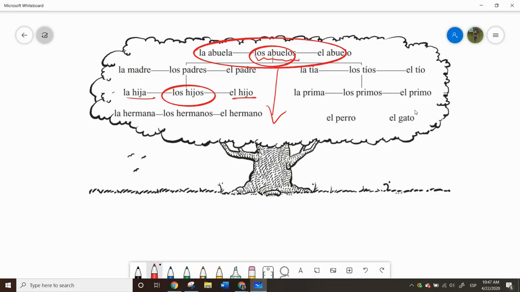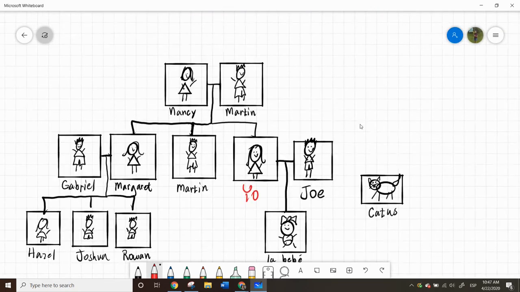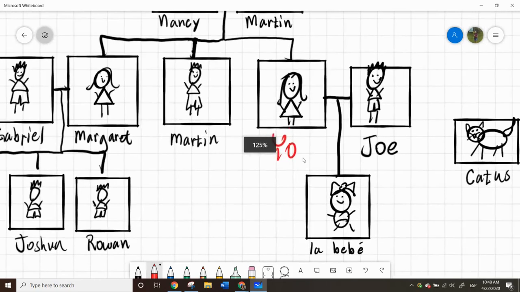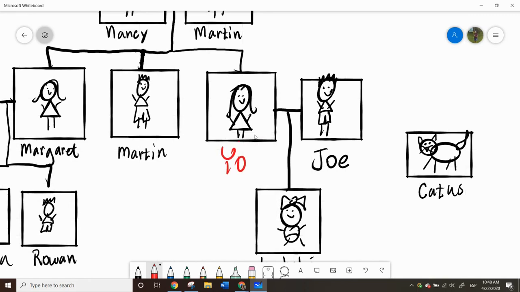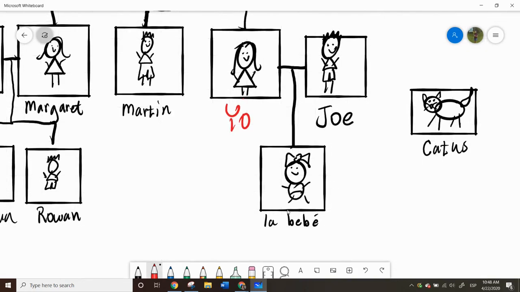And notice that your dog and your cat are not part of your family tree, or they're not attached to anybody, but they can still be included. So I thought it would be a little less confusing to look at some actual examples. So I took the time and I drew out my family tree. So this is me right here, and here's my husband, Joe. And then you'll notice, oh, there's the little baby that's going to be born soon.